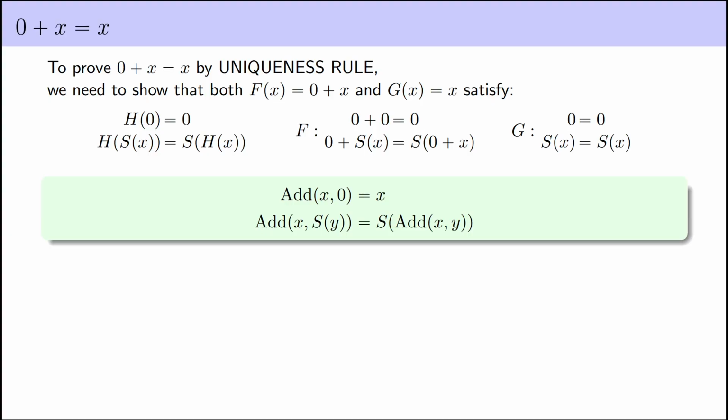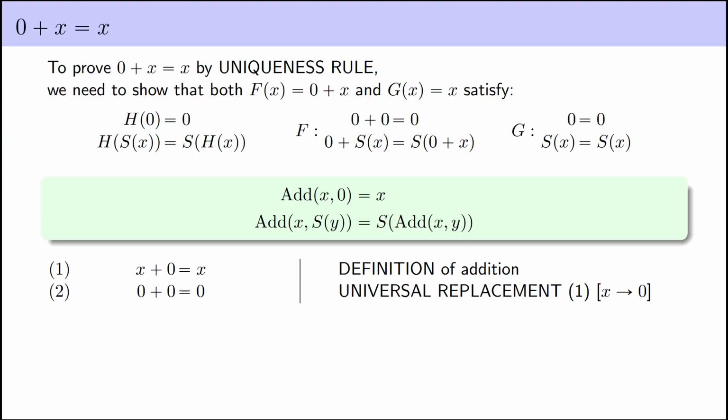So our formal proof is going to be a series of lines. Each line is an equality with very precise rules about how we can get from one line to the next. Let's start with x plus 0 equals x. We're allowed to write this down since this is the first line of our definition of addition. Next, if we replace all the x's with zeros, we get 0 plus 0 equals 0, one of the things we were trying to show, and this holds by universal replacement applied to line 1.